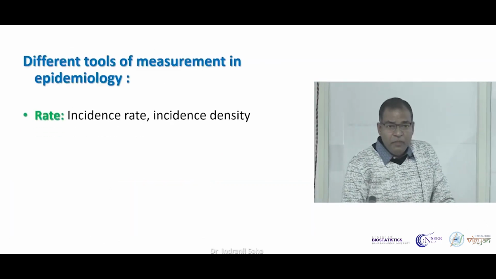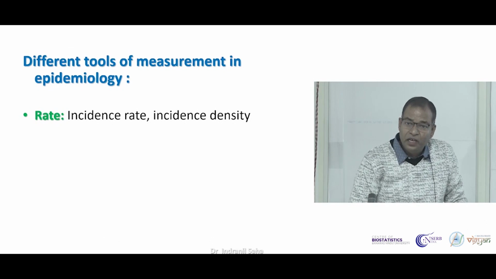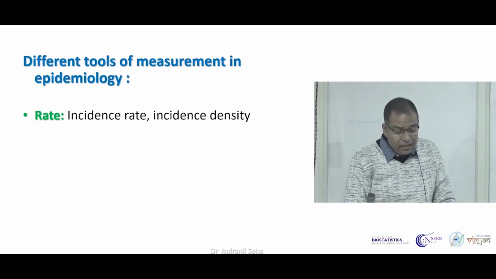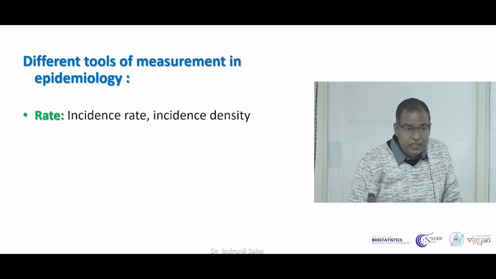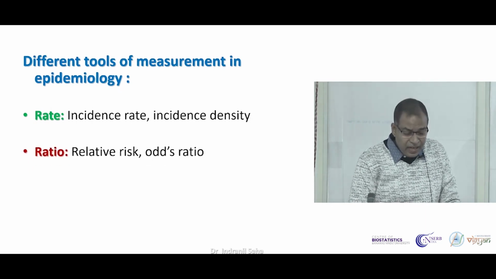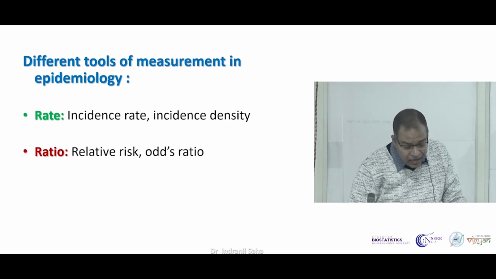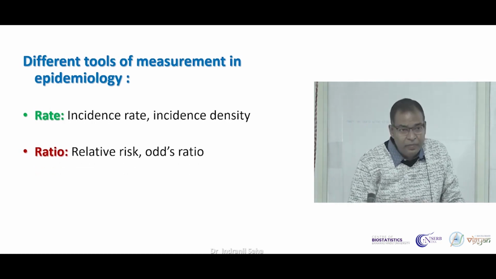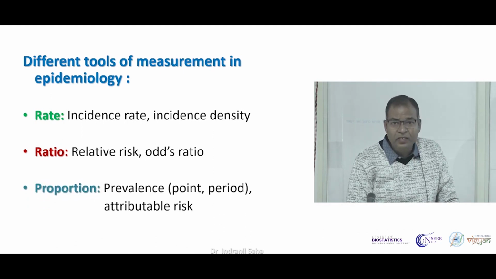So different tools of measurements of epidemiology, we basically have three tools. One is the rate, like incidence rate, incidence density, we'll discuss. Second is the ratio, like relative risk, odds ratio. You have heard all these things, we will discuss a little bit. And third one is the proportion.